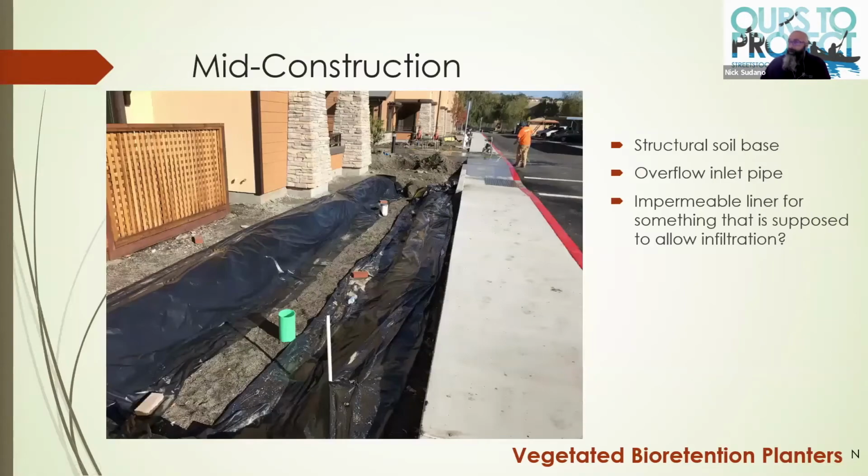Something to be aware of is making sure that these features are protected mid-construction. It's extremely important. Again, there's a structural soil base here that needs to be protected. You've got overflow inlet pipes, and many of these features might have an impermeable liner on the sides, and you want to make sure that doesn't get ripped or damaged or destroyed. These are things we look for during the construction process and part of the sequencing of construction of these features, because ultimately it does impact ownership and functionality beyond the construction phase.